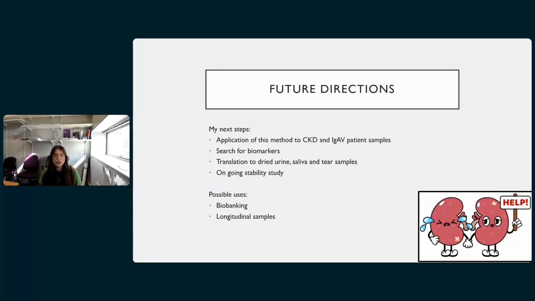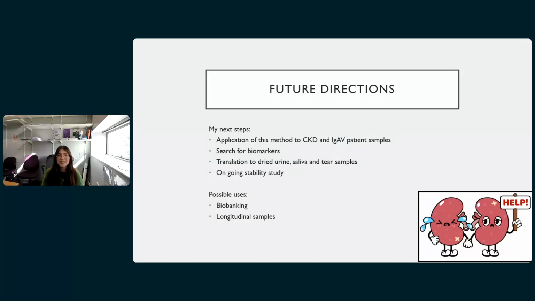So what are the future directions from this? Personally, I will be applying this method to CKD and IgAV patient samples. I've got some preliminary data from chronic kidney disease patients, and in the dry blood spots, we're finding that the presence of C-reactive protein is 22 times higher in the dry blood spots of the chronic kidney disease patients compared to the healthy controls. So that works back into our search for biomarkers, which is what we're all here for.